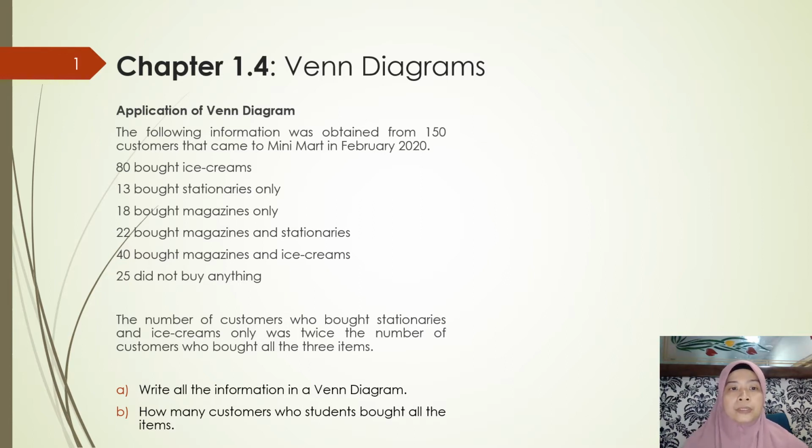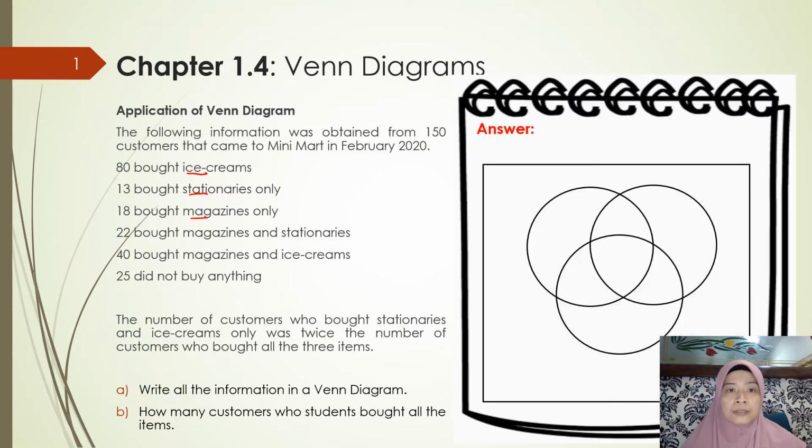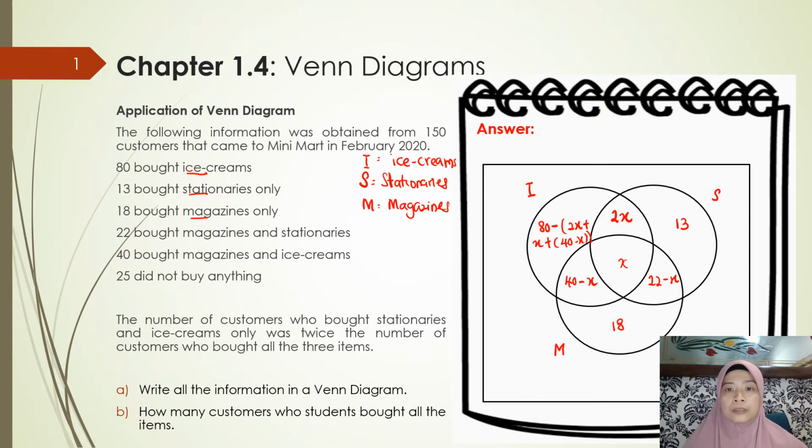Okay, first of all, we need to identify the number of objects that we have. So we have ice cream, we have stationeries, and we have magazine. So our Venn diagram should look like this, where we have 3 circles. Each circle represents one item. So first of all, we need to determine the object. Let's say we let I be the ice cream, S be stationeries, and M be magazine. So we write down the notation for each circle.